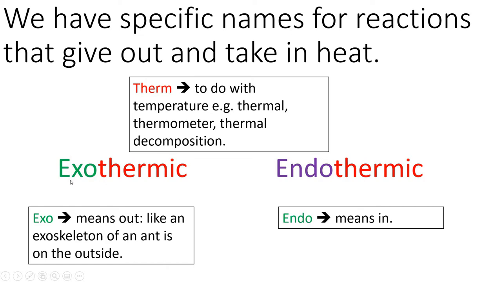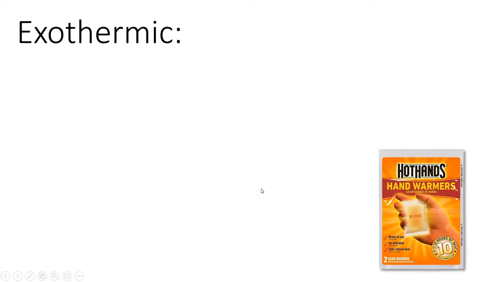Now a good way to remember this is exothermic, the heat is exiting, so it's giving out heat. Exo sounds like exiting, yeah? Whereas endothermic, it's entering, so it's taking in the heat from the surroundings. It's making everything around it colder.